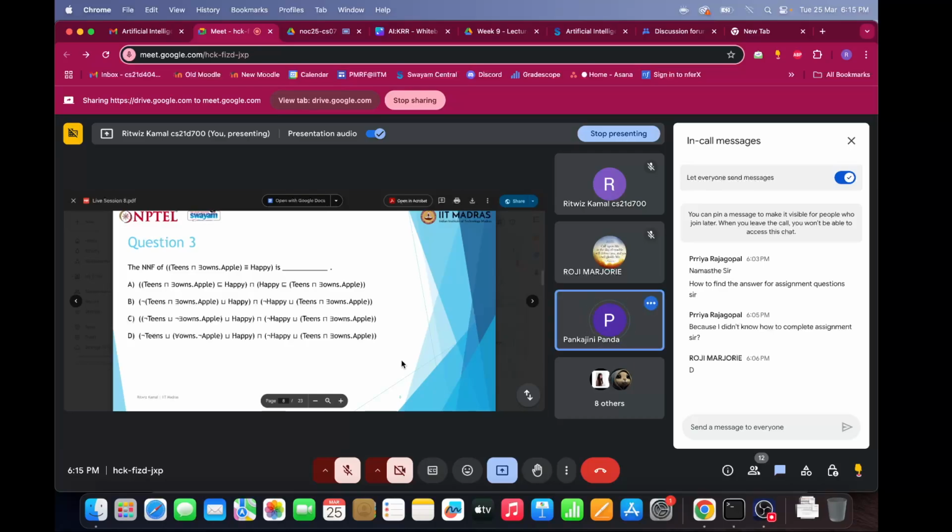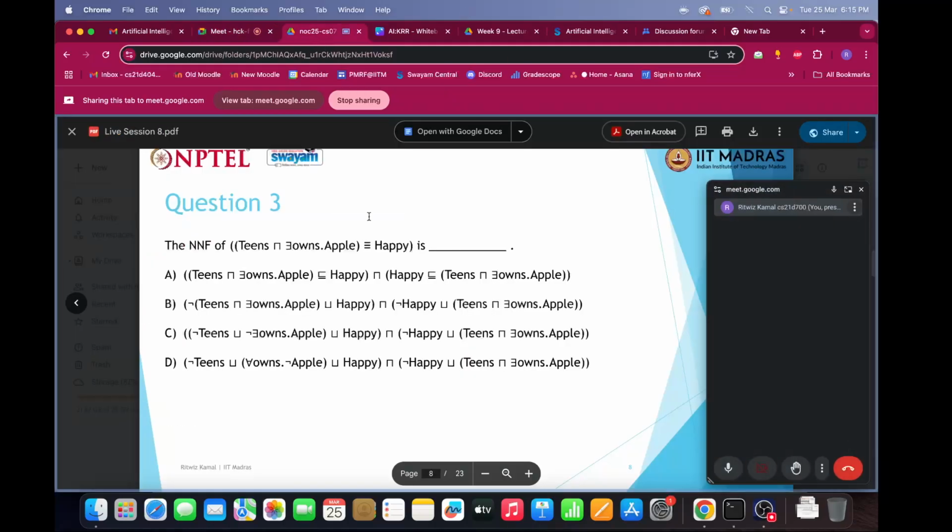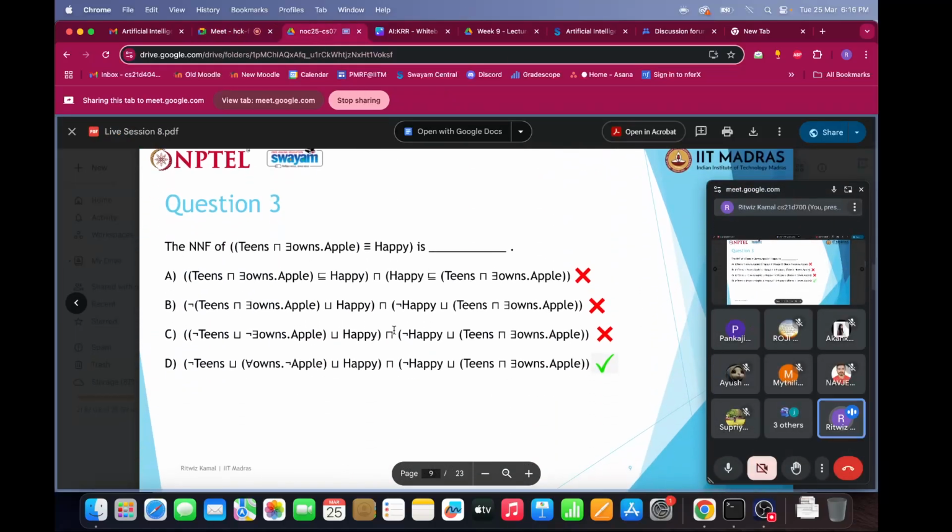Answer C. Okay, there's one vote for option C, but I'll give you a hint. See if we can further simplify option C. Notice that there is a negation before a there exists in option C. Can we further simplify that? Yes, sir, option D. That's right. So the correct option will be option D.